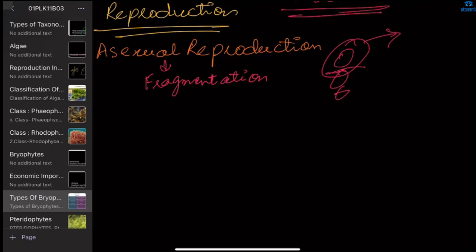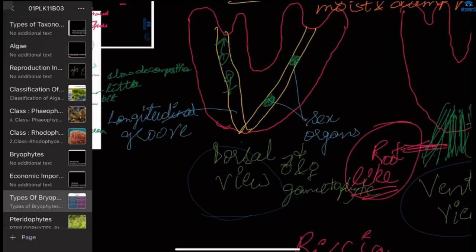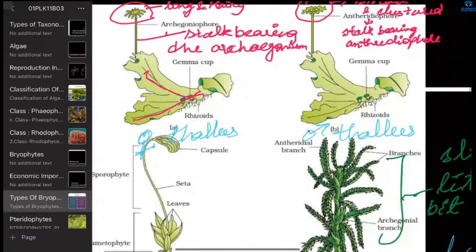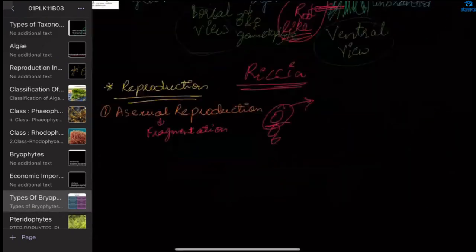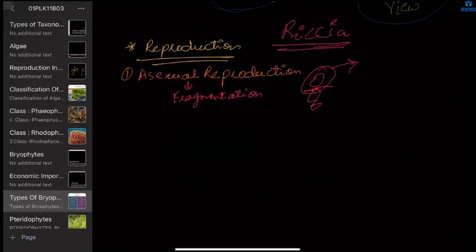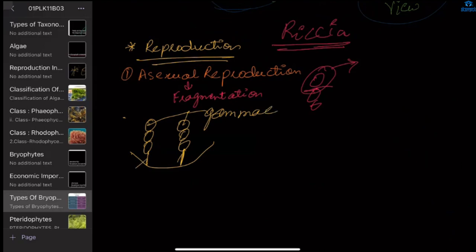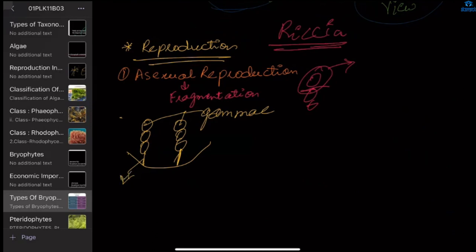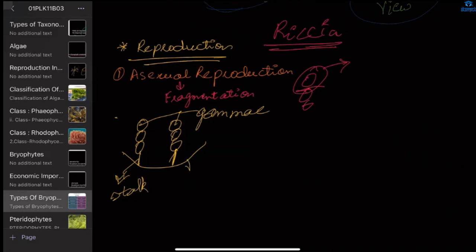For fragmentation, liverworts have specialized cells or buds, as we have seen in the figure. These are called gemma cups. The gemma cups are somewhat like this, and they have a stalk, and these two are gemma. Part of these gemma will fall on any surface and grow into a new plant. So this one is the stalk, and this is the gemma cup.